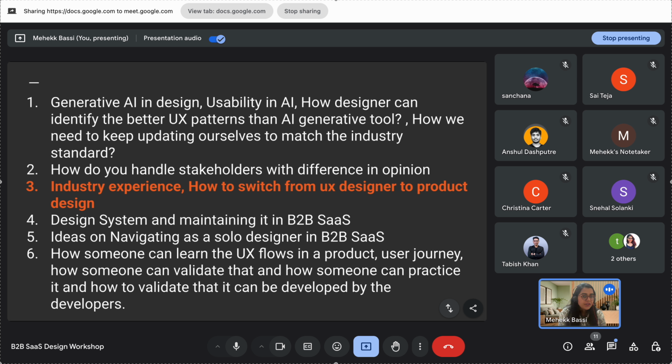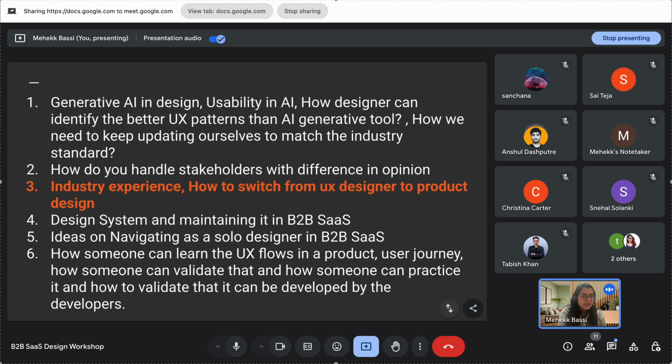So absorb everything you can while you are there. Yeah, and come out of this job as a master of your niche industry. And the last question: how can someone learn the UX flows in a product user journey, how can someone validate that, and how can someone practice it, and validate that it can be developed by developers?